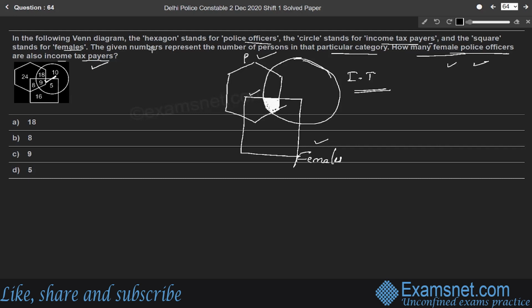Therefore, how many female officers are also income tax payers? 9 female officers. So it is the intersection of all three sets, income tax payers, police officers, and female. Therefore, 9 female police officers are also income tax payers. Therefore, option C is the right answer.